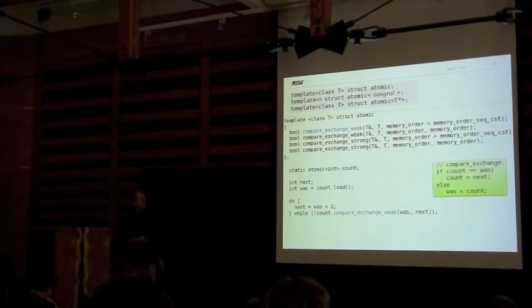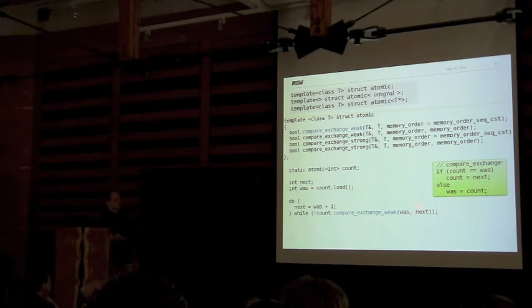Basically, what does compare exchange do? It checks the value: if the value is what it used to be, set it, otherwise update the was thing so that you can try again. And it does that atomically, that's the magic. Hopefully it's a single instruction on your processor that does that all at once.